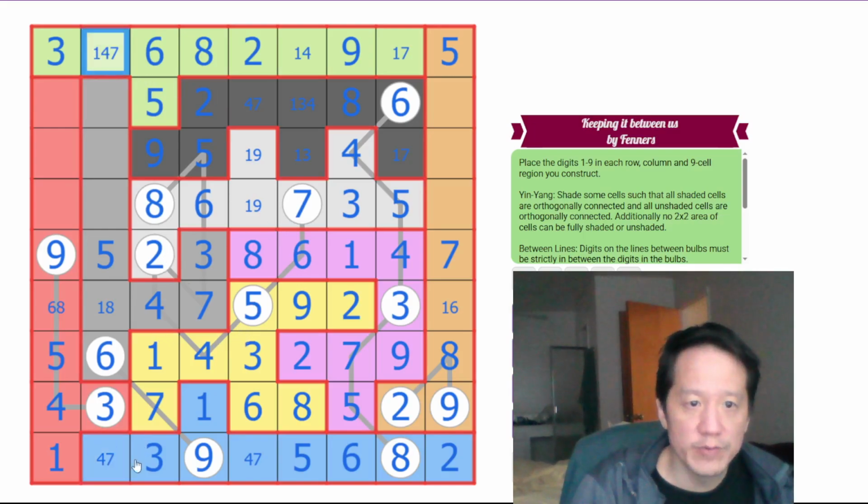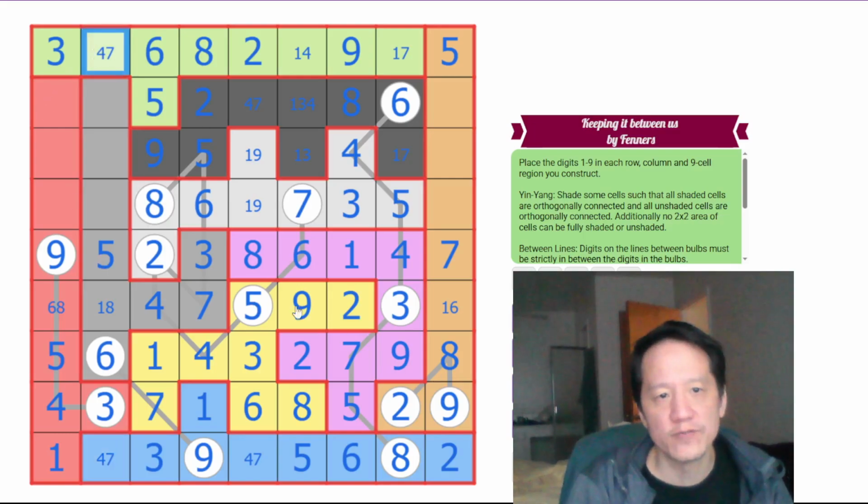Oh yeah, and the remaining digits in column 2 that are not in the dark medium gray regions have to be 4, 7, and 3. We have a 3 here. This has to be a 4, 7 pair here. Okay.